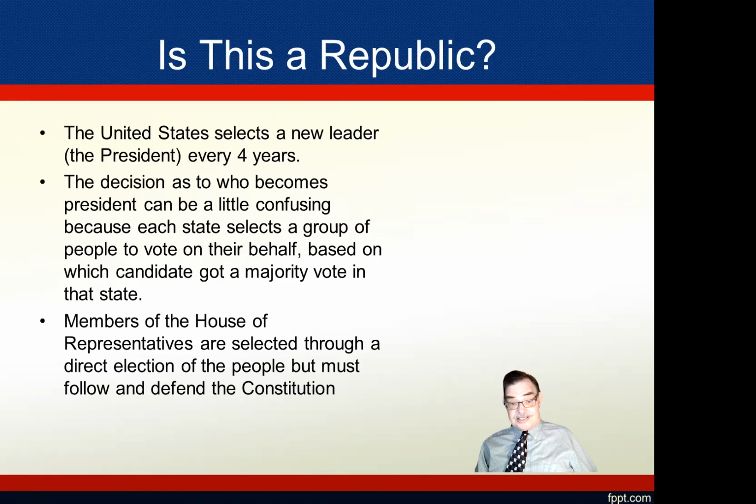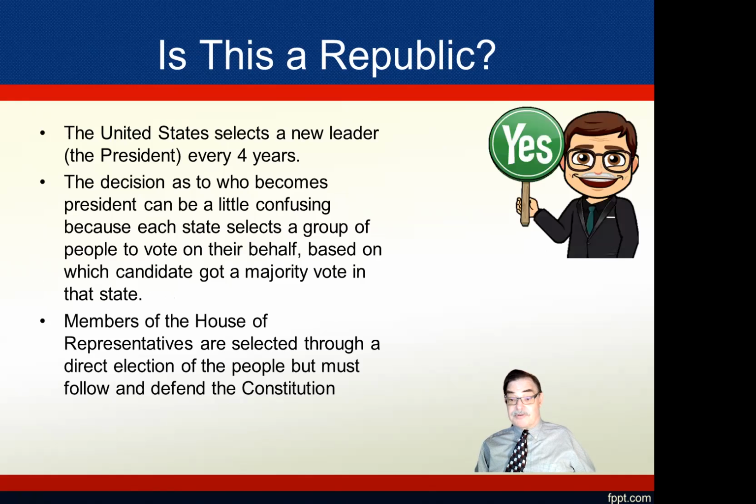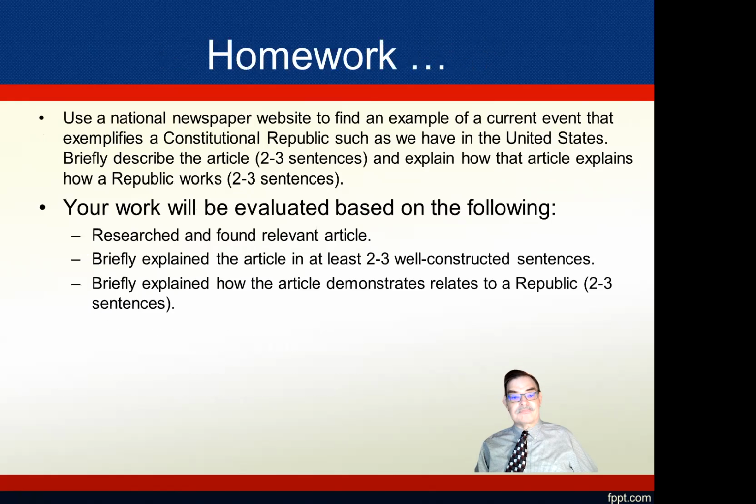All right, the United States selects a new leader every 4 years. The decision as to who becomes president can be a little confusing. Each state selects a group of people to vote on their behalf based on which candidate got a majority vote in that state. Members of the House of Representatives are selected through a direct election of the people, but must follow and defend the Constitution. Is this a republic? Of course it is. It's a constitutional republic, which is our form of government.